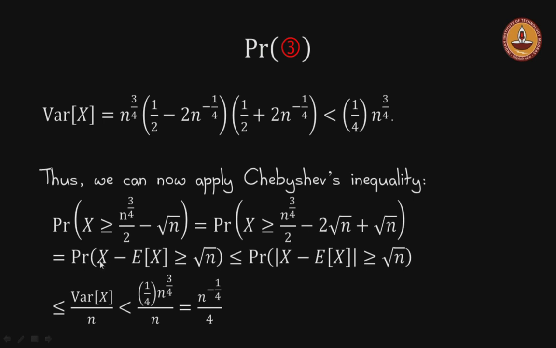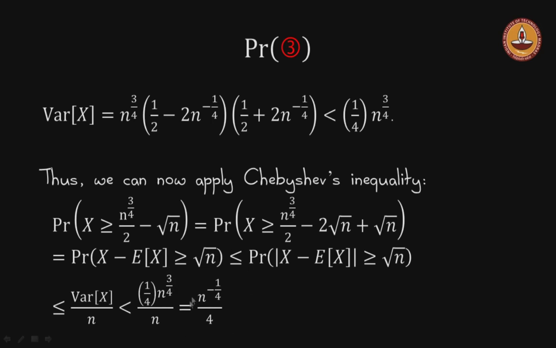So, that I can write it as the probability of X minus E[X] greater than square root of n, and that is less than or equal to, now I again do the same trick of not just bounding the left tail, but also the right tail. And that is going to be the probability of the absolute value of X minus E[X] greater than square root of n. And this is now exactly the form that we want. So, we can apply Chebyshev's inequality. It is nothing but the variance of X divided by n, and it works out to be n^(-1/4) divided by 4.